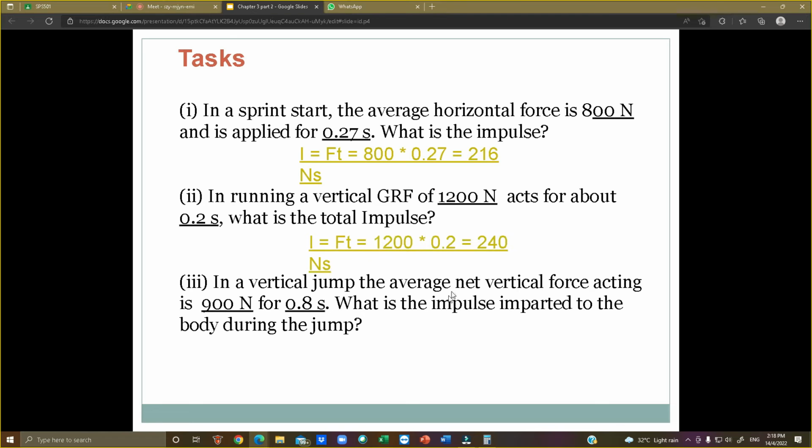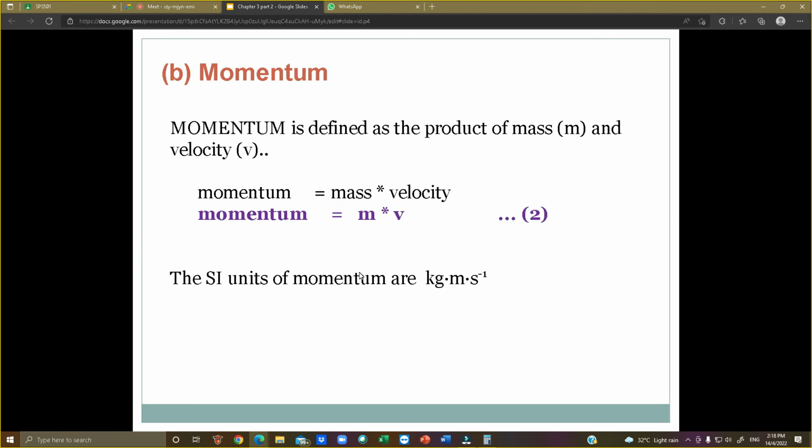Okay, 240. Alright, and then the third one, in a vertical jump, the average net force acting is 900 Newton, okay, for 0.8 seconds. Still the same equation. It will be 720. Vertical jump means they impose 900 Newton down. They will get 900 Newton up. That will be impulse.